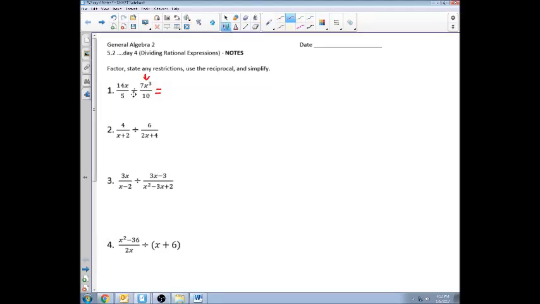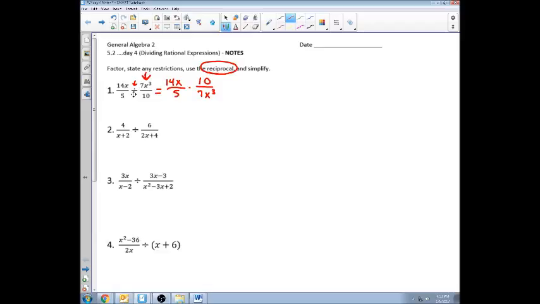So I'm going to rewrite my problem. The first fraction stays exactly the same, so 14x over 5. I'm going to change my division sign to a multiplication sign, and I'm going to flip my second fraction. So it's going to now be 10 over 7x to the third. That is the reciprocal. It told us to use the reciprocal. Well, once you flip that second fraction, that is the reciprocal. That's what that means, okay?